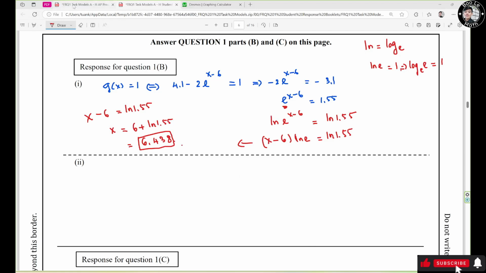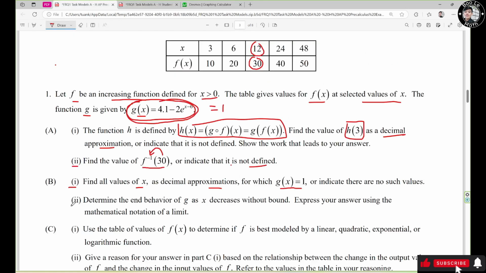Now let's move on to B (ii). Determine the end behavior of g as s decreases without bound. Express your answer using the mathematical notation of a limit. Alright, the function g(s) right here.